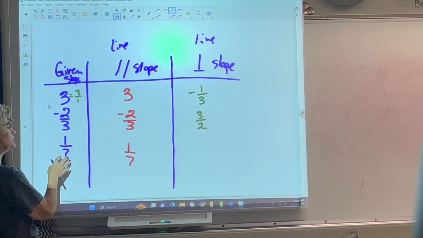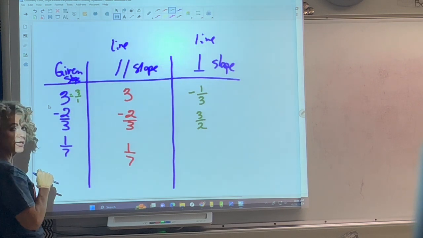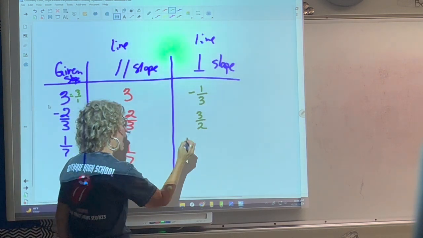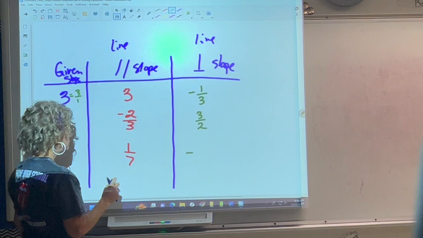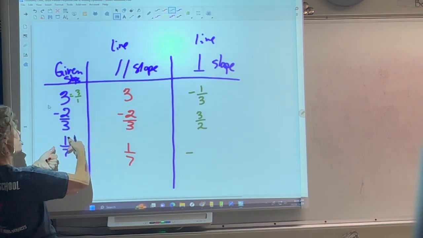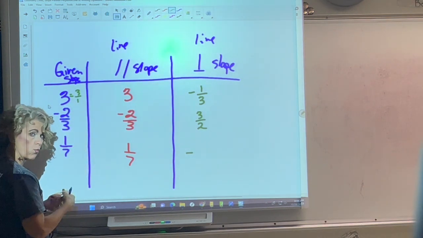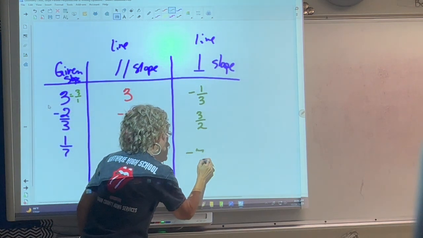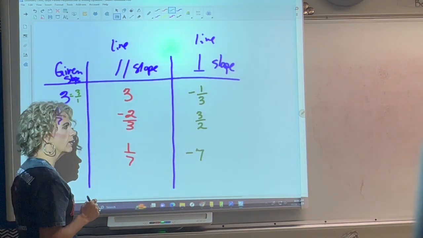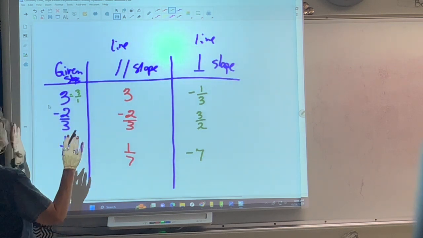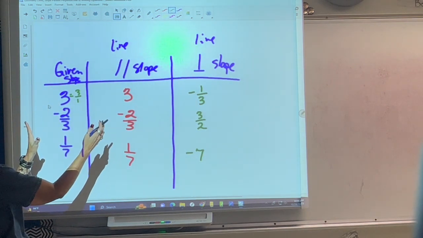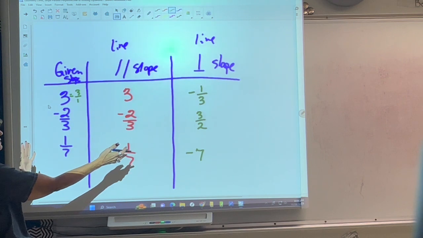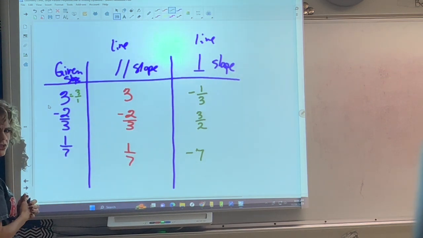Okay? This one, positive 1/7. So the perpendicular slope has to be negative. 1/7, flip it, is 7/1. We don't need that 1. So it'd be a negative 7. Okay? So this gives us an idea of what we're about to check.